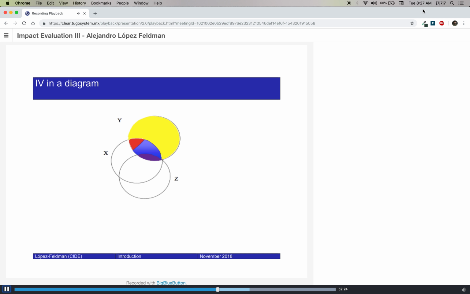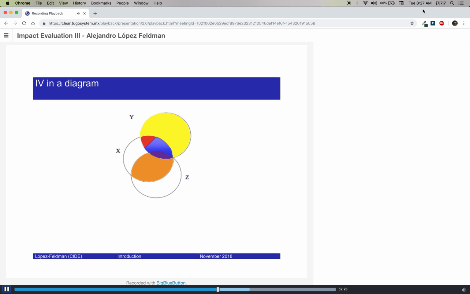So how does it work? How does the instrumental variable work? And here we have the two-stage least squares, or ordinary least squares. In the first stage, we're going to use z to try to explain x. So this is the first step.